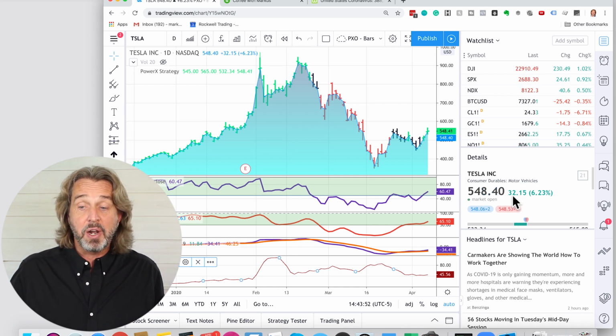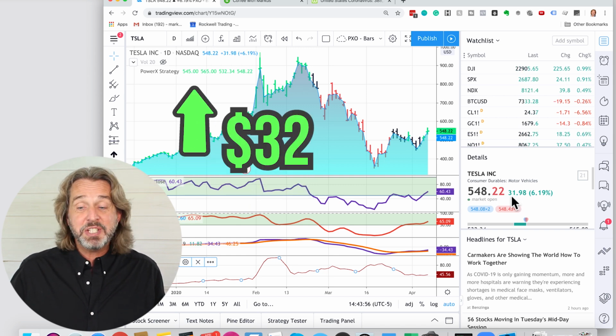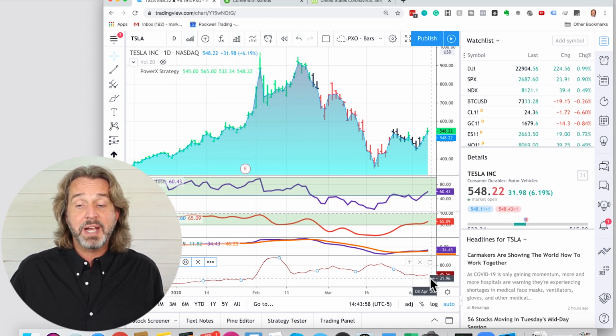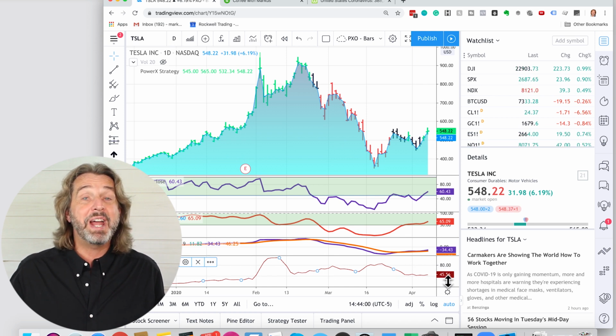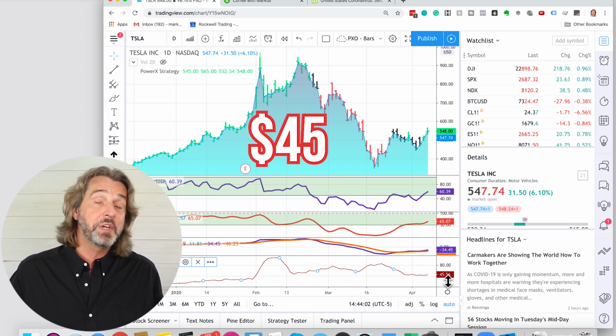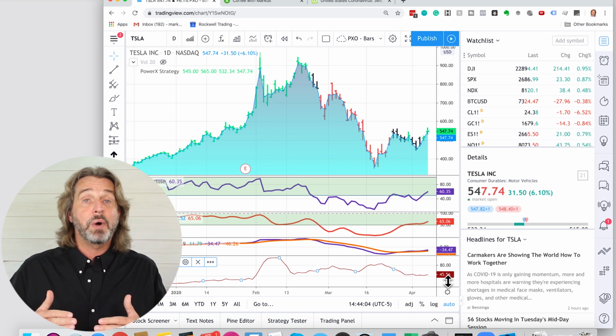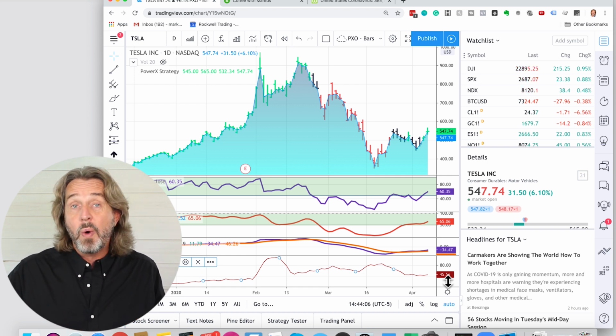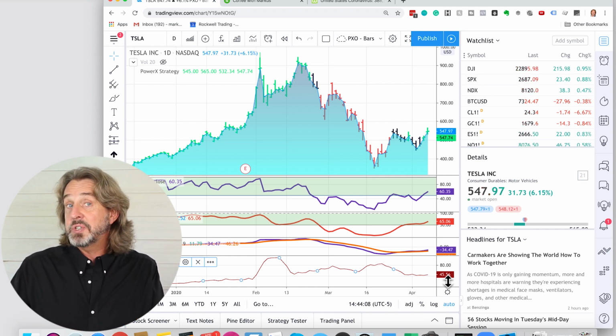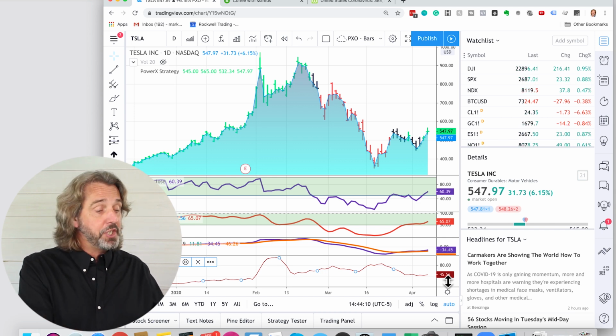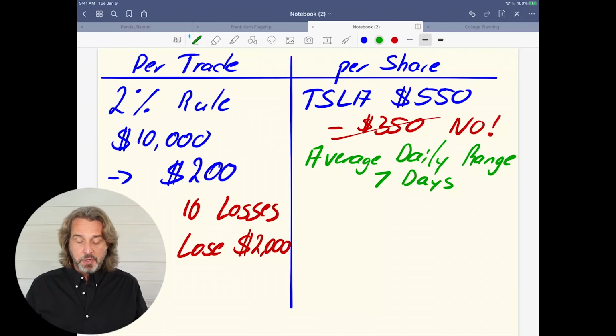You see, today alone, compared to yesterday, it's up $32. So this means that you need to place a stop loss of at least $45 when you're swing trading stocks. Otherwise, you will be stopped out way too quickly. So you're looking at the average daily range here. So for Tesla here, this is $45.